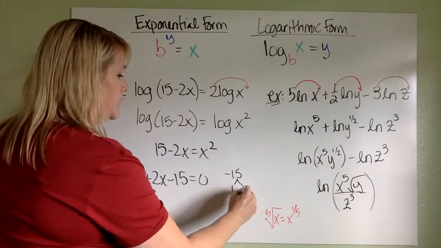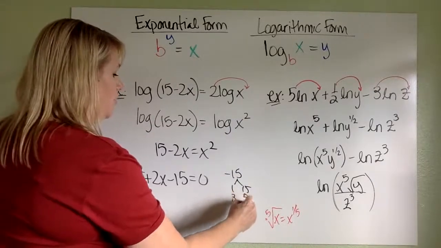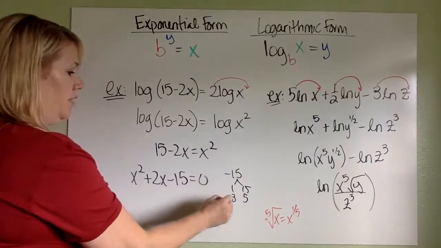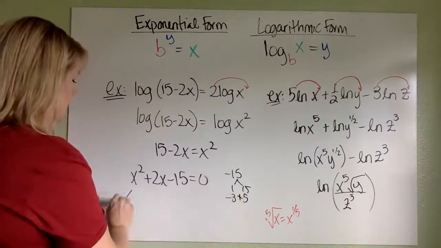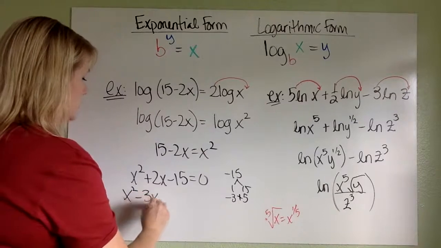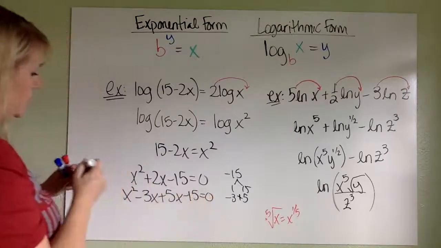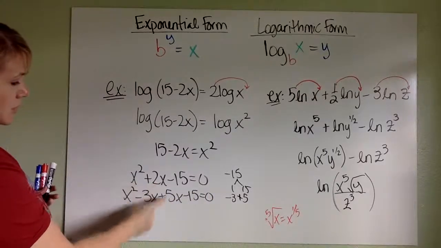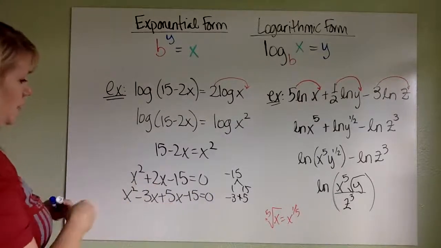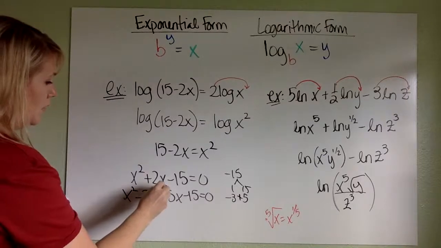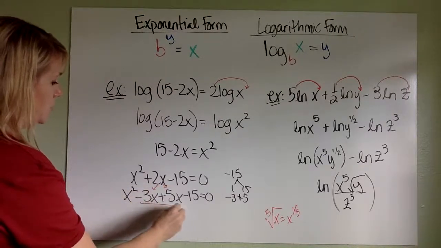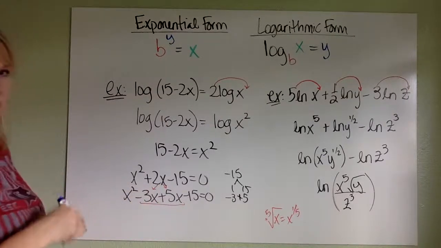So 1 and 15, you can't get 2. 3 and 5 works if the 3 is negative and the 5 is positive. So x squared minus 3x plus 5x minus 15. What I did was I rewrote the 2x as a negative 3x and a 5x, right? I haven't changed the value. Those two combine to make a 2x.